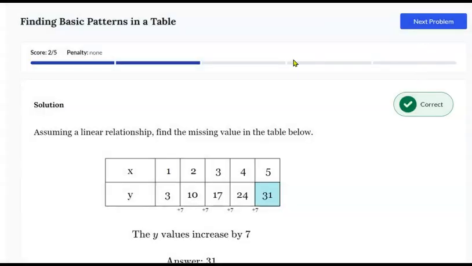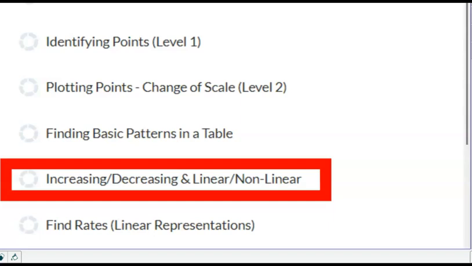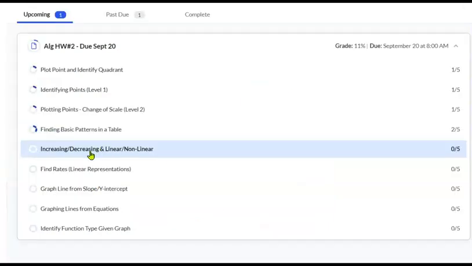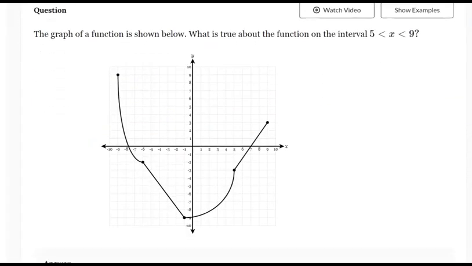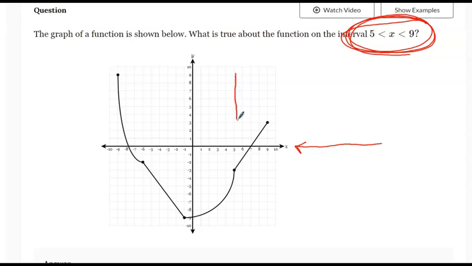Let's move on to the next topic. Increasing or decreasing, and linear or nonlinear. You're going to choose one word from each of these two relationships. The most important part of this question is for you to focus on the section of the graph they want you to look at. They only want us looking along the x-axis between the numbers +5, that's right here, and the number +9. So right here. This is the section they want us to look at, only this section.